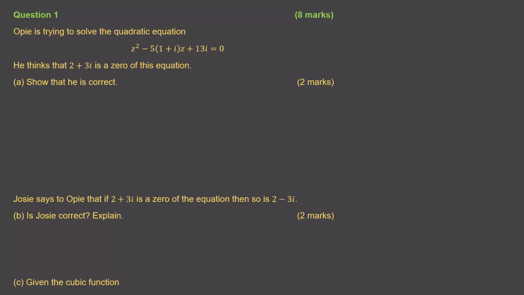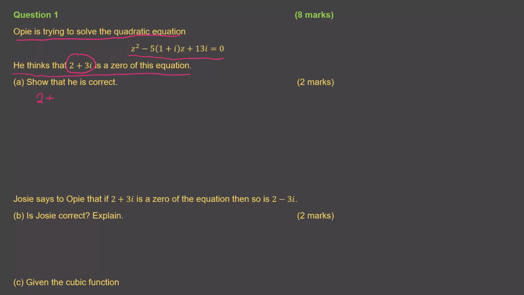OP is trying to solve the quadratic equation z squared minus 5(1 plus i)z plus 13i equals 0. He thinks that 2 plus 3i is a zero of this equation. We want to show that he is correct. Now we can do that just by substituting 2 plus 3i for z.